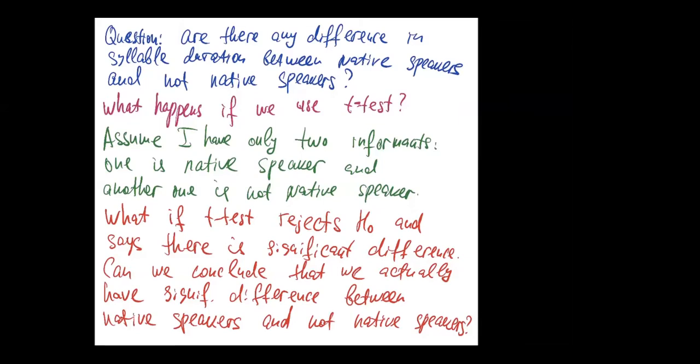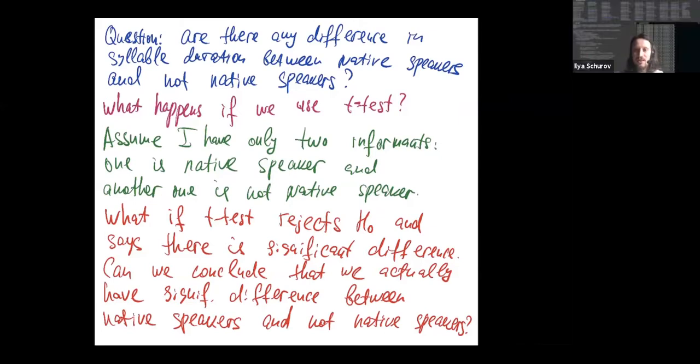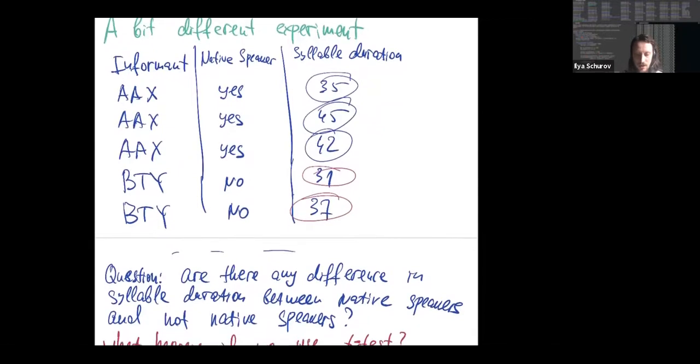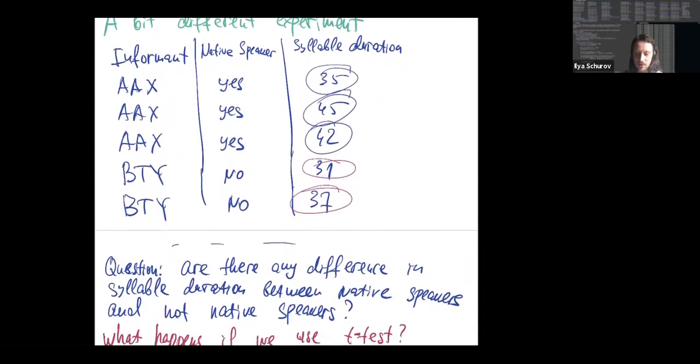Maybe no, not enough. Actually, the comparison that we do, what exactly does it compare? Does it compare averages, for example? Okay, let us return to our original experiment. Does it compare syllable duration between native speakers and not native speakers? Or does it compare syllable duration of what and what, who and who?